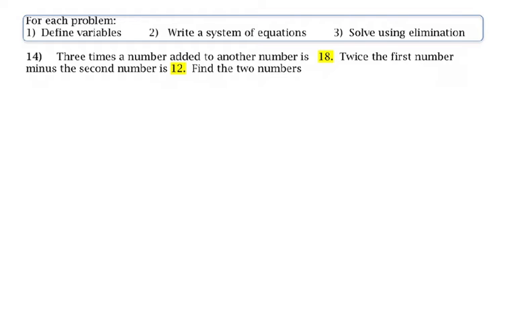So it says on number 14, 3 times a number added to another number is 18. So I've got two numbers added together, and it's going to be 18. Twice the first number, so 2 times the first number minus the second number is 12. So find the two numbers. So first of all, defining my variables, what are the things I don't know? I need a first number and I need a second number.